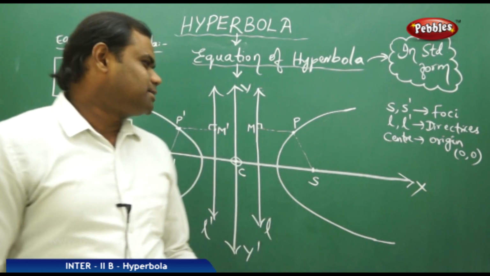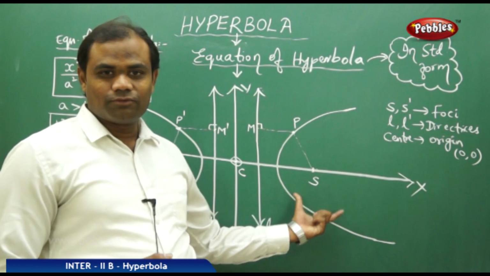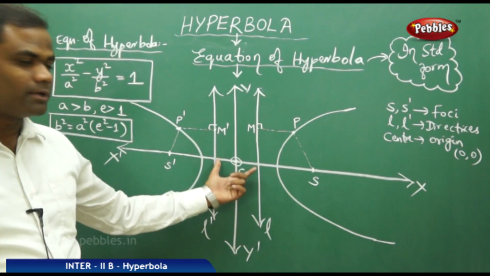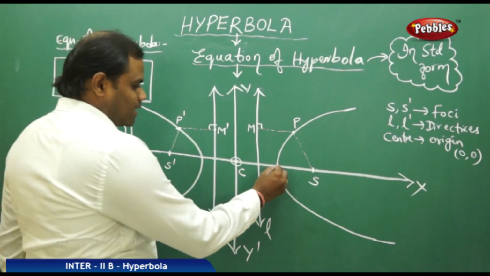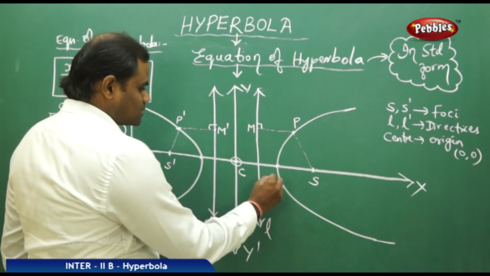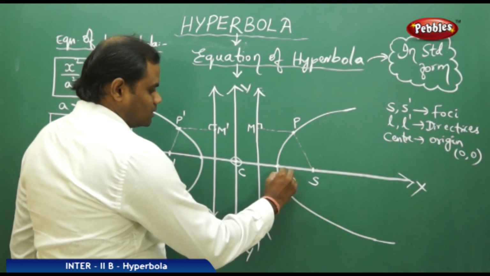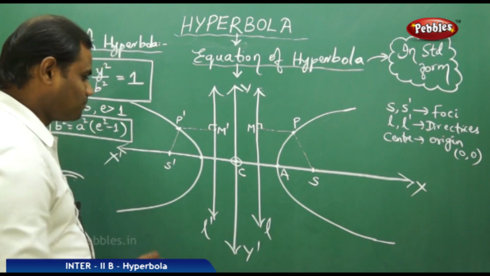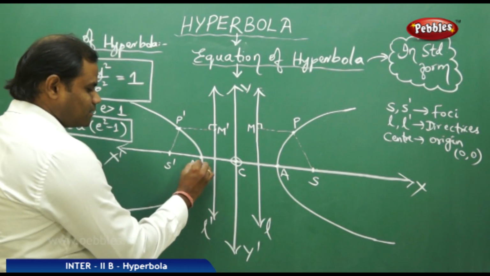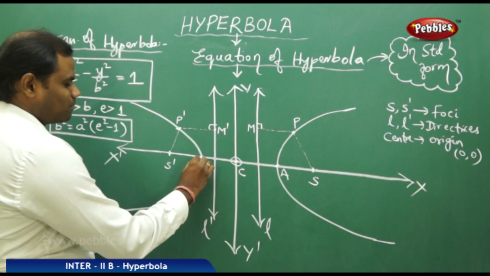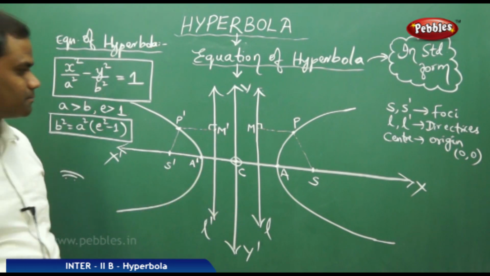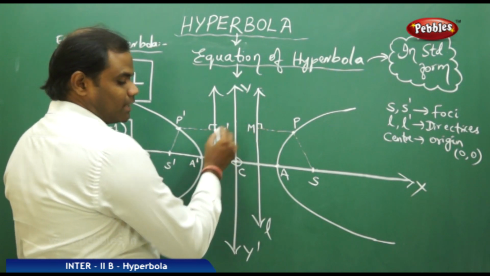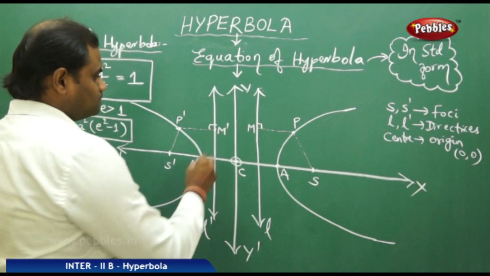Now here, let's try to identify the coordinates of the foci, equations of the directrices, and any other properties identified here. Now as I have here, A is the point where the hyperbola cuts the x-axis on the positive side, and A dash is the point of intersection of the hyperbola with the negative side of the x-axis. And similarly, I have B and B dash which exist out here.